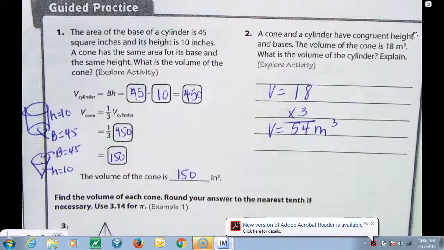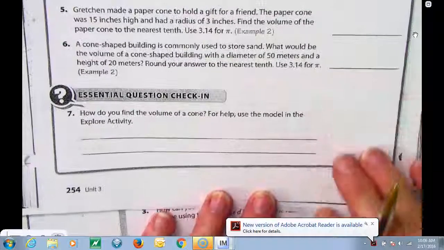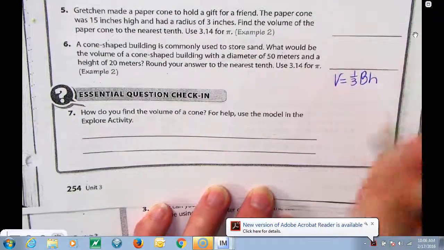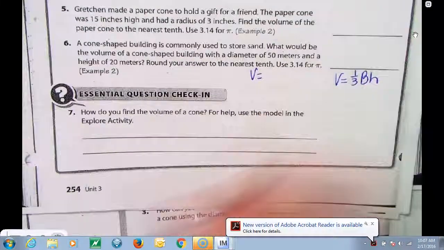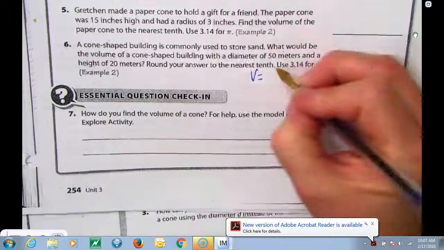Are there any questions on how to get volume of the cone? Not much harder, is it? Okay. At the very bottom of the page, right in this area, I want you to write this formula. And then right beside it, write this information.